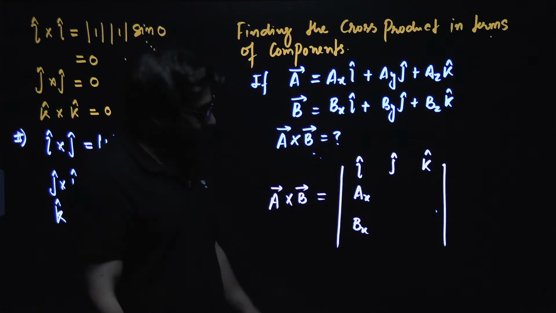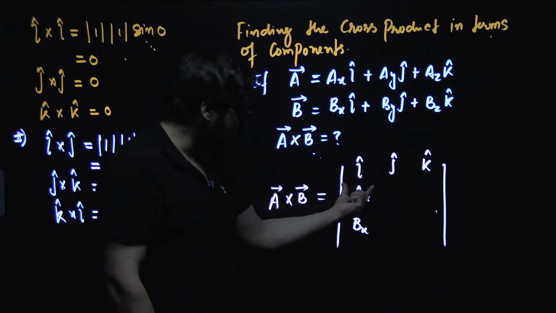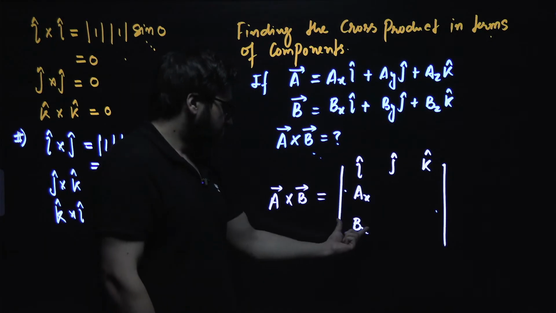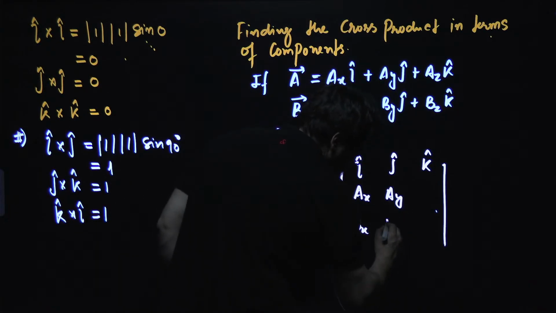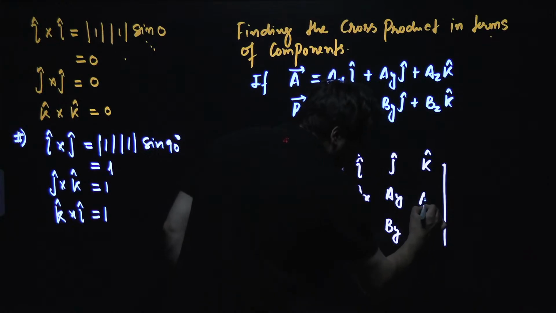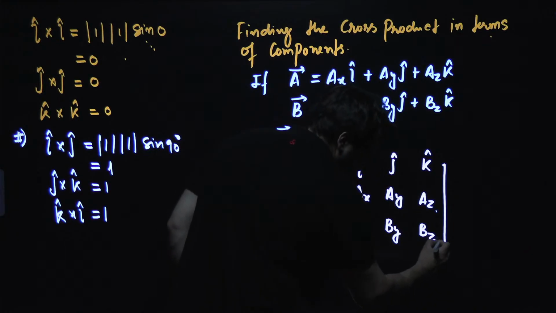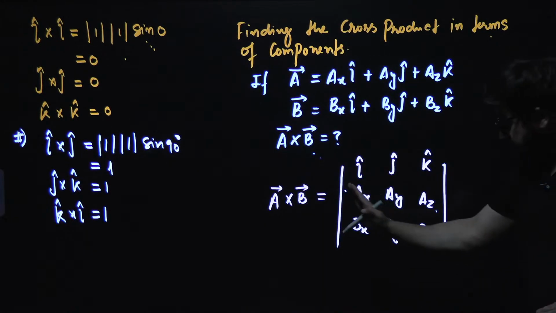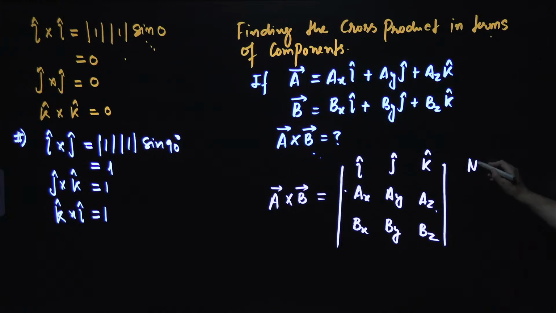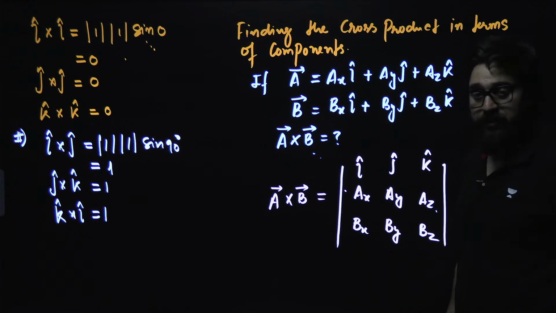So you write the coefficient of I from vector 1 and from vector 2: AX, BX. And over here AY and BY. Over here AZ and BZ. This is what we call the determinant. Now, once we are done with this determinant, we are supposed to solve this determinant.